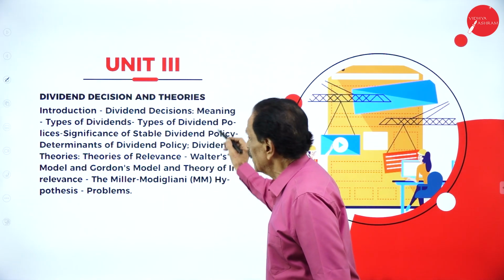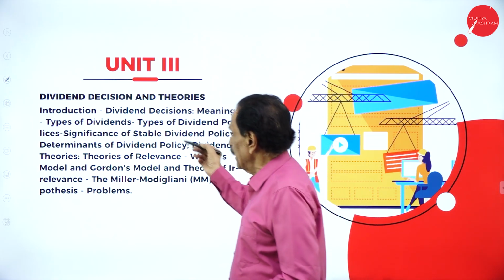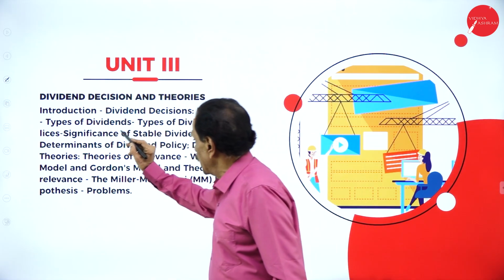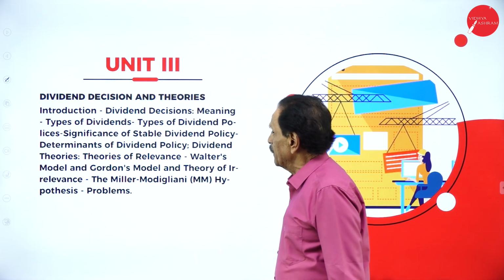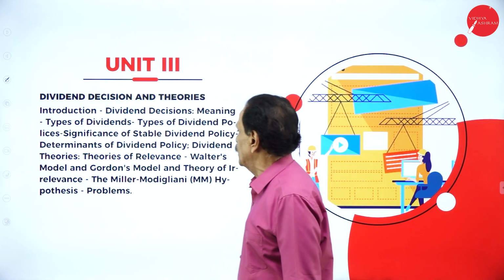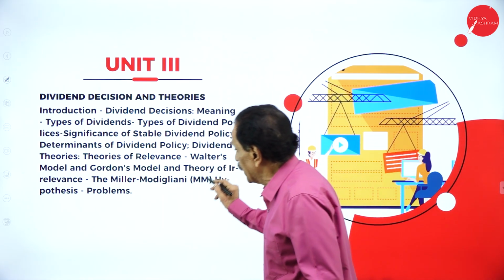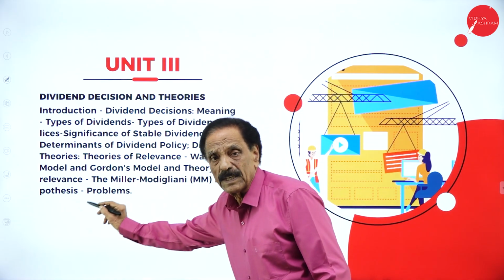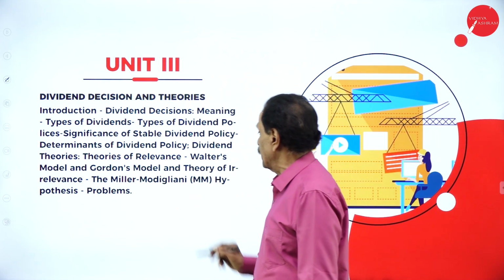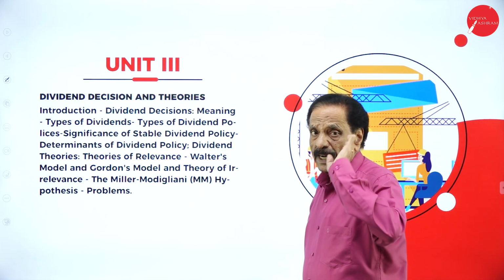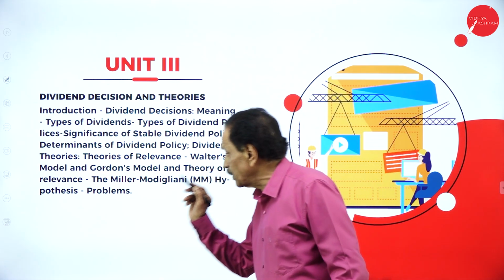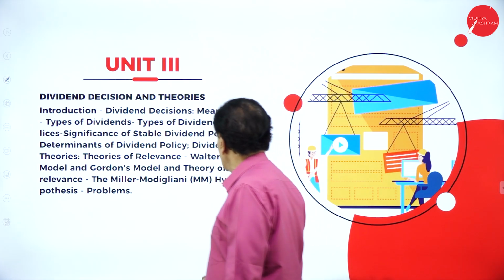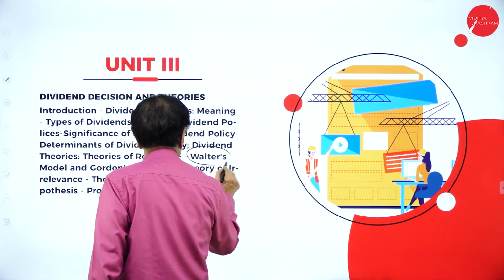Dividend decision: meaning of dividend, types of dividend policy, significance of stable dividend policy, determinants of dividend policy, dividend theories of relevance. We are going to calculate the dividend under Walters model and under Gordon model. This is very important.